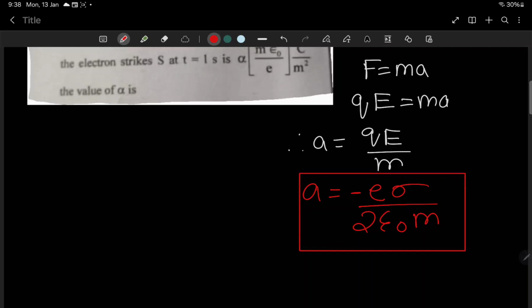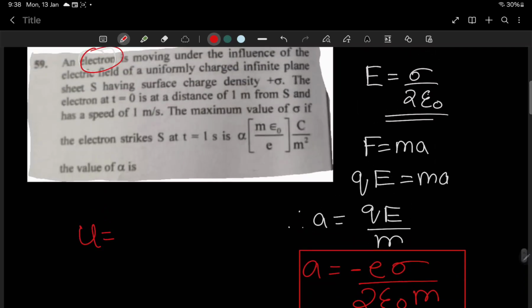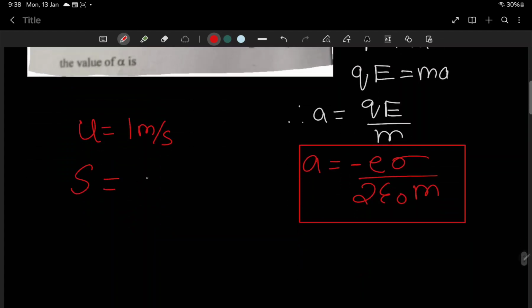Here we got acceleration. Here we already know the velocity of the particle. Look, the electron at t equal to 0 is at a distance, the distance at t equal to 0 is given. Speed at that time is given as 1 meter per second. Okay. The maximum value of sigma, if the electron strikes S at t equal to 1 second. So first it's at a distance of 1 meter.